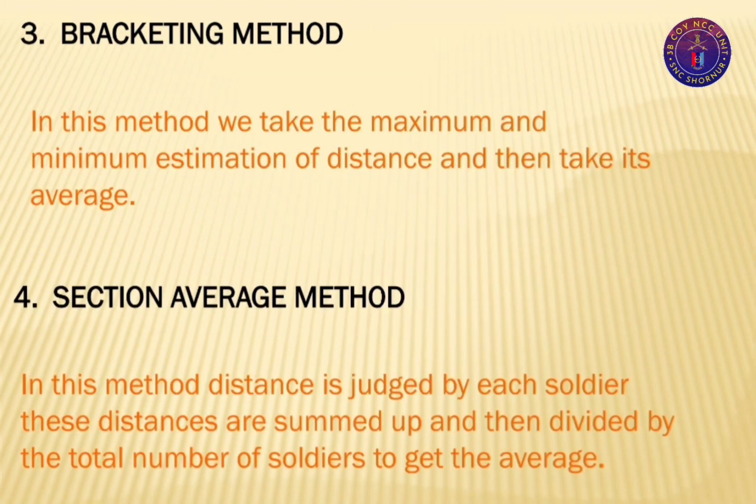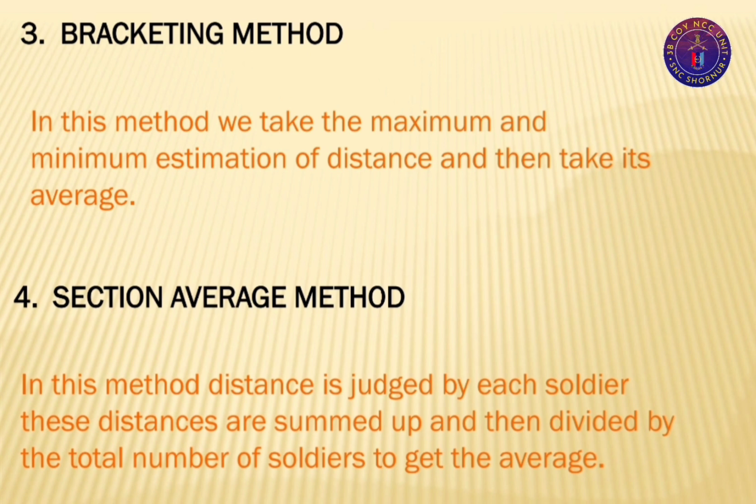The third method is bracketing method. In this method, we take the maximum and minimum estimation of the distance and then take its average. That is, the observer works out the maximum and minimum possible distance of the object and then accepts the mean as the distance. For example, the maximum possible distance we take as 1000 yards and the minimum possible distance is 500 yards. Therefore, the estimated range will be the mean, that is 750 yards.